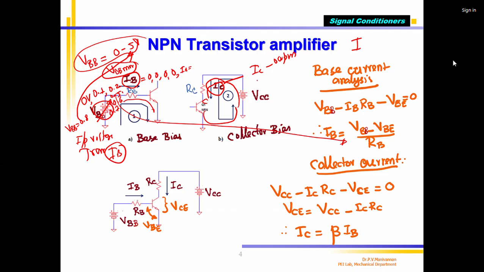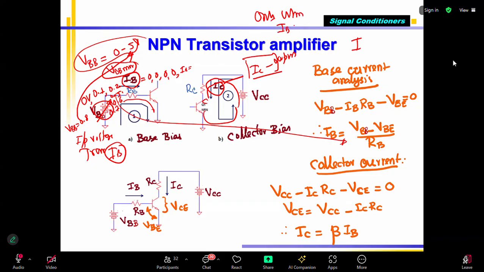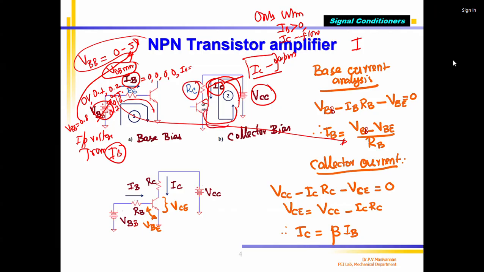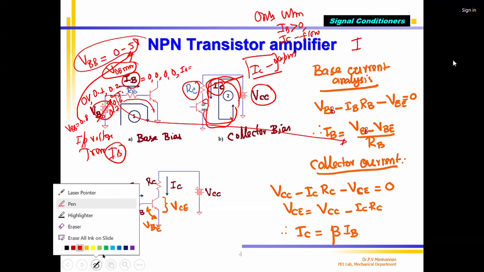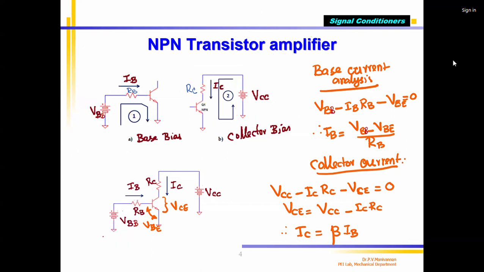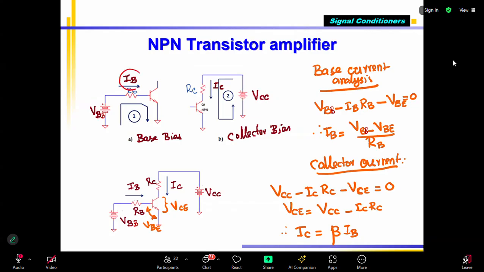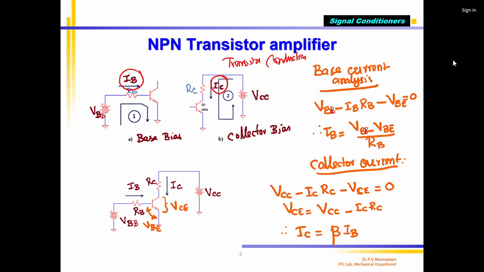What is the transistor conducting? Then only IC will flow. Note down, only when IB is greater than 0, IC will flow. IC will flow from where? From this power supply through the resistor to the collector and comes out. Then only I say that my transistor is working or conducting. Only when IB flows, IC will flow. If both are flowing, I will say the transistor is conducting. Otherwise, I say the transistor is off. That means it is not working as an amplifier. This is an important condition.